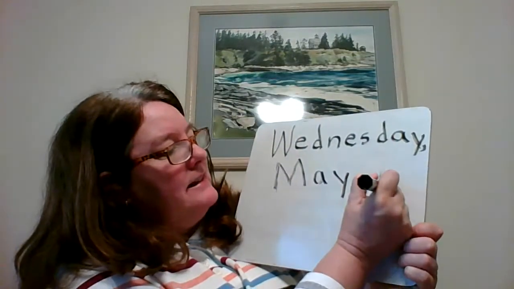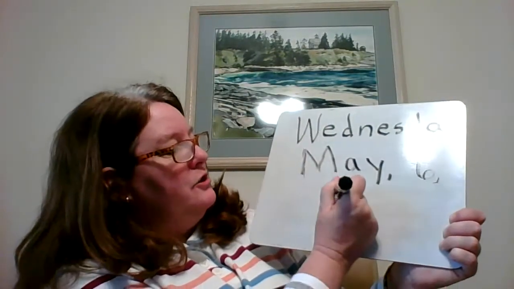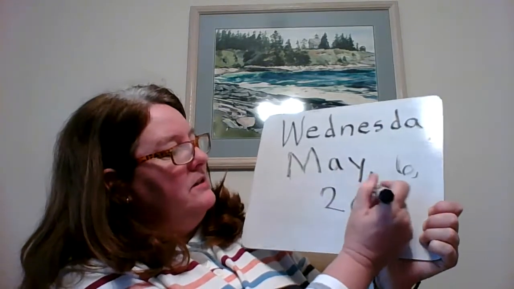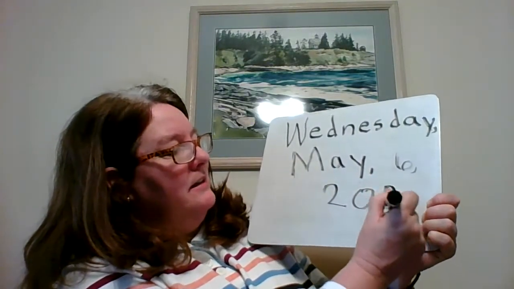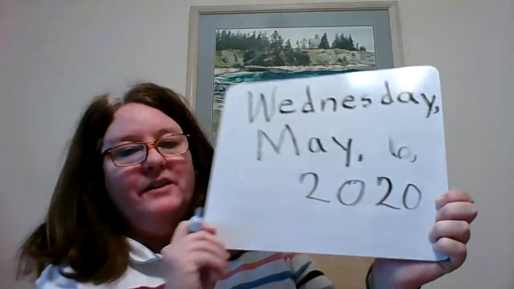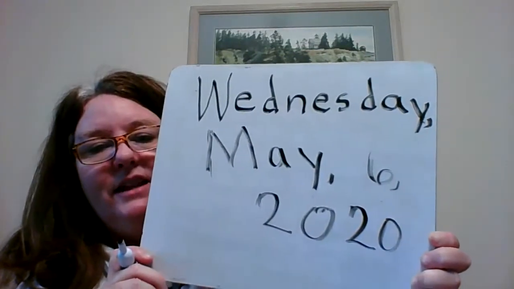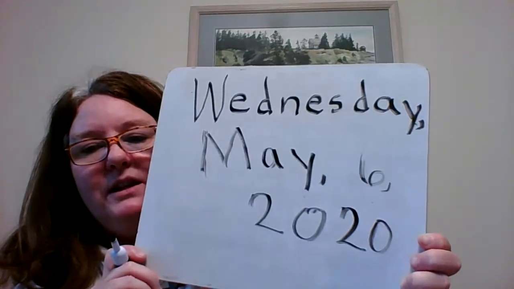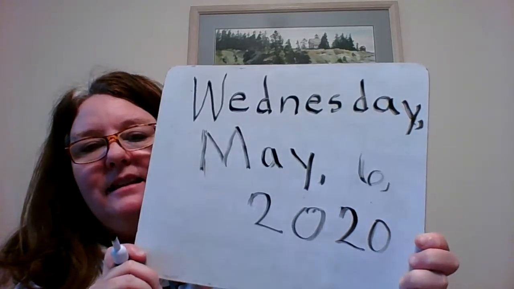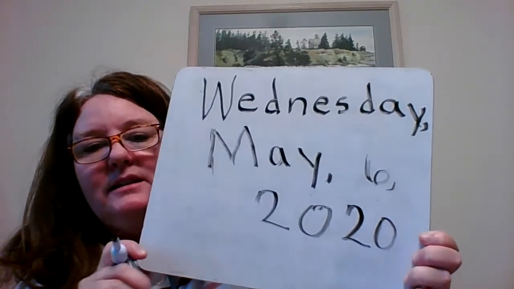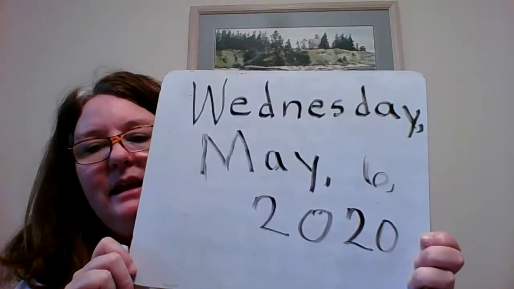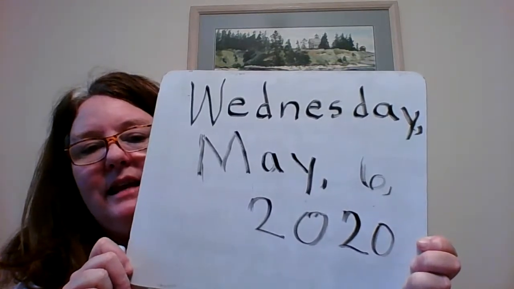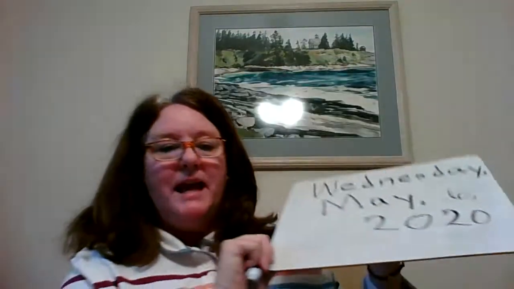Wednesday, May 6th, 2020. There we go. Have that in your notebook. Wednesday, May 6th, 2020. Wednesday is the name of the day, so it's an uppercase W. May is the name of our month, so it's an uppercase M. Now let's go back and see if we know our pattern yet.